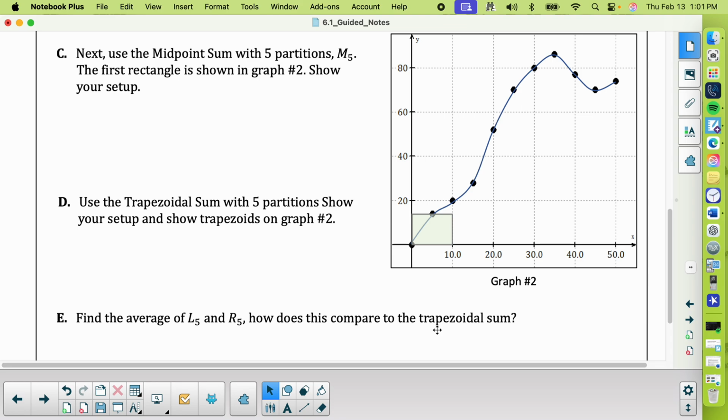Lady, you get the honor of starting today. So what I was hoping you could do is come up here and draw. You can bring somebody with you if you want, or call on people. Draw the rectangles for left endpoint.